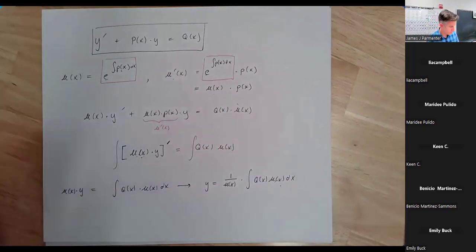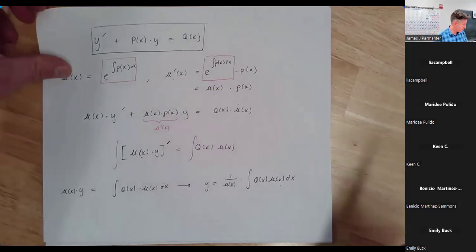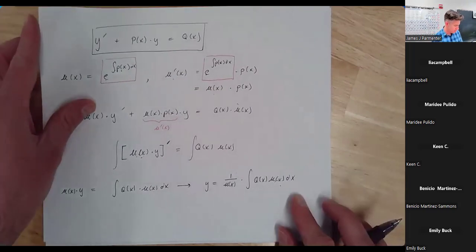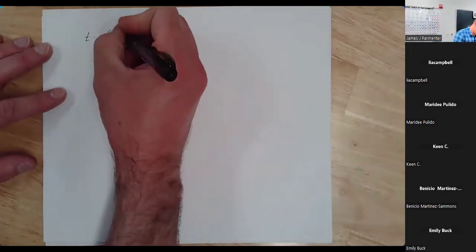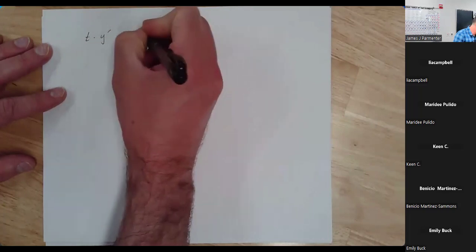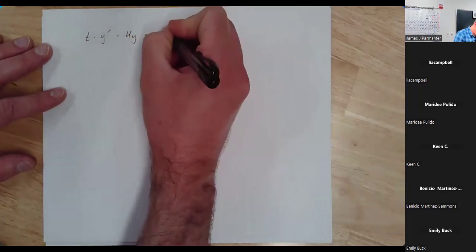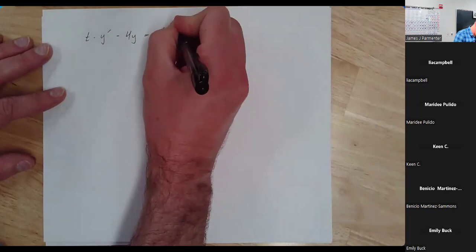Thank you. You're welcome. So let's look at another example. Let's say we have now, look at this one: t times y prime minus 4 times y equals t to the 6 times e to the t squared.